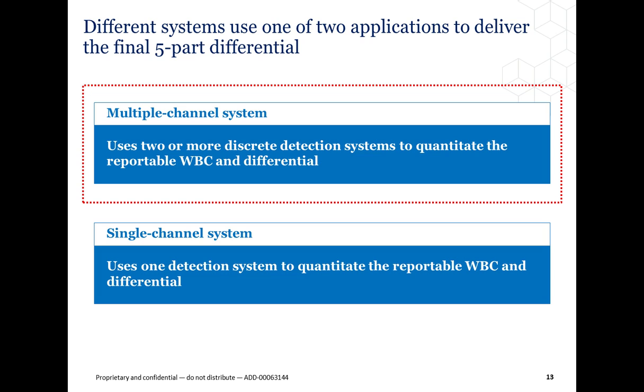The second approach we'll talk about is called the single-channel system. The single-channel system makes use of a discrete detection system to quantitate the reportable WBC and differential. In the single-channel approach, only one dilution provides all reportable results, and the detection system may use multiple scatter angles of light scatter with additional WBC staining perhaps to improve the detection sensitivity and minimize potential interfering substances.